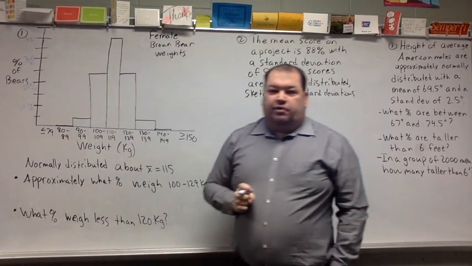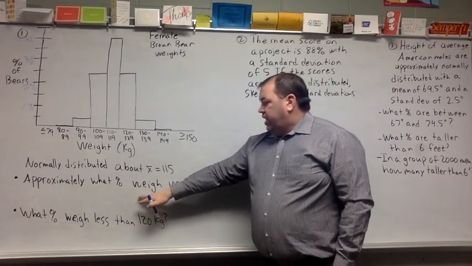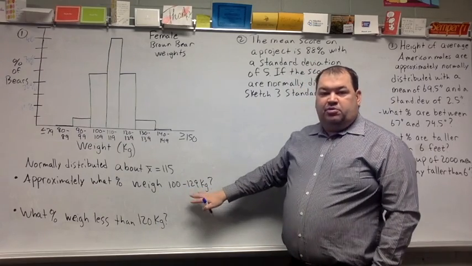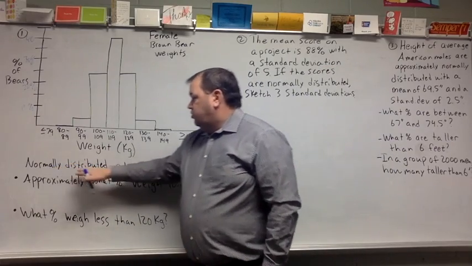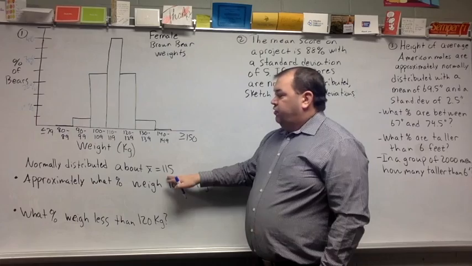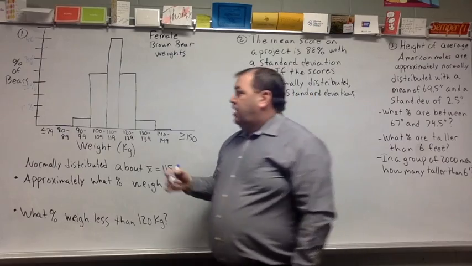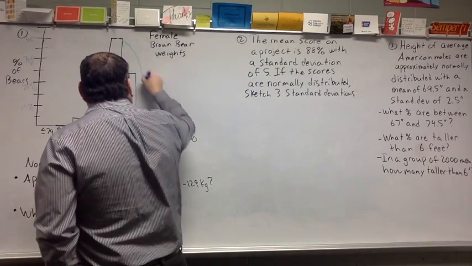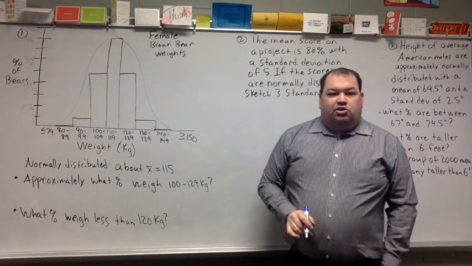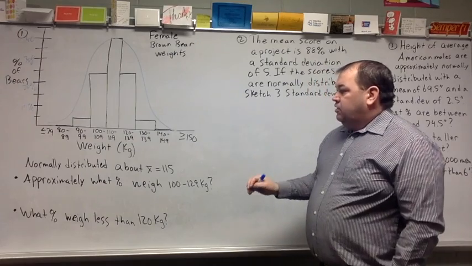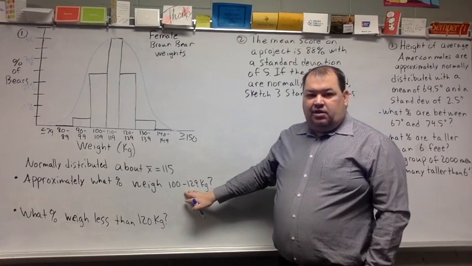So I'm going by fives over there. And the question they're asking me here is approximately what percentage weigh between 100 and 129 kilograms. Before I get to that, I'm going to back up right here. It says these are normally distributed around the mean of 115. So the mean of 115 would sit right in here. So let's put in that bell shape. It kind of takes that shape on with what it's got here, but they want to know approximately what percent weigh between 100 and 129 kilograms.